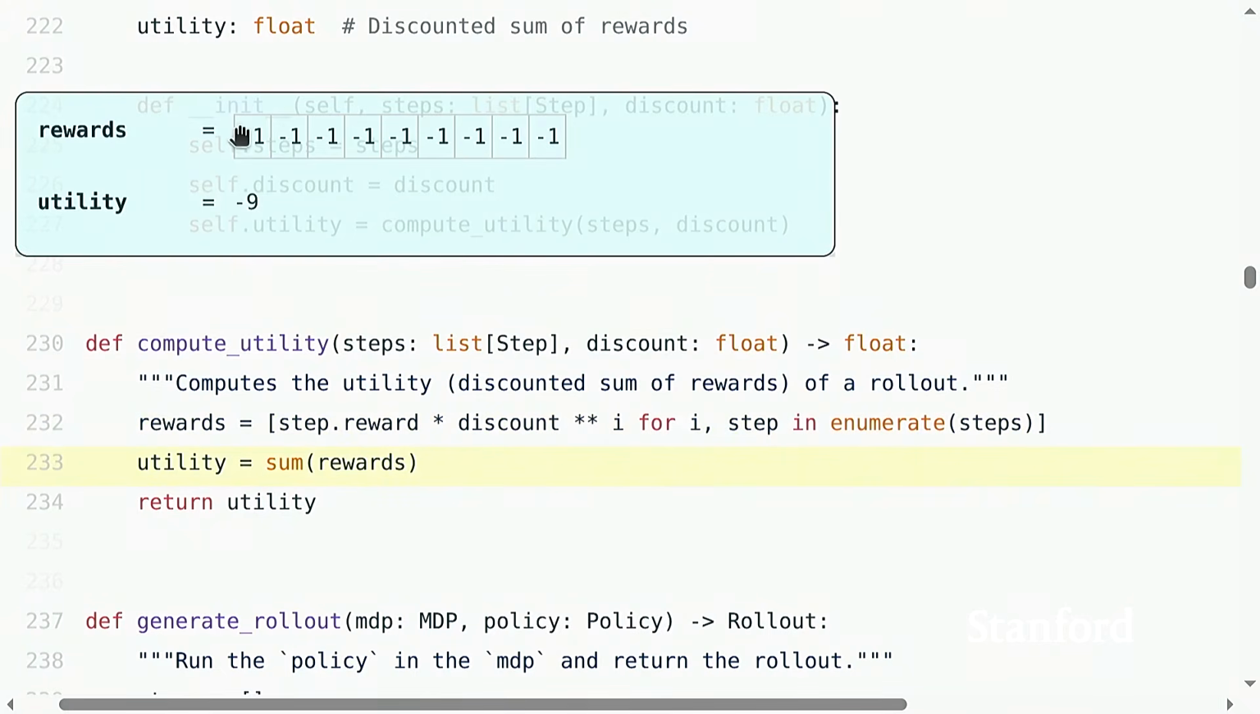Okay, so notice that every step has reward 1, and each step contributes to the utility just the same number as any other step. Okay, so this is no discounting.